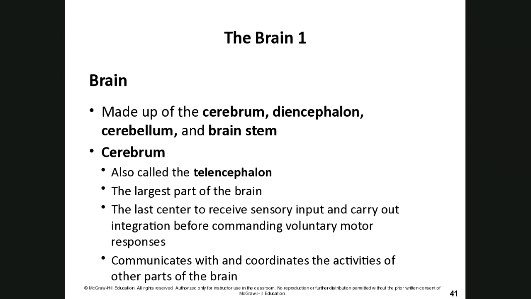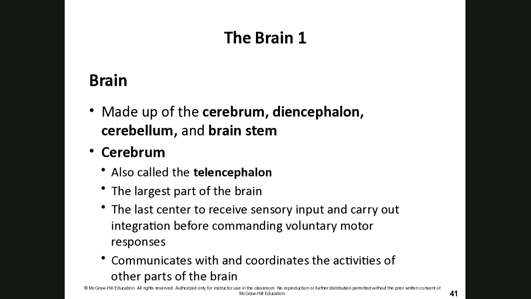So this is the part of your brain that says, oh, I received the signal that this stove is hot, I need to move my hand from this hot stove. All right, I'm going to take the signal out to the nerves that go to the muscles of my hand, or really the muscles of my biceps, to move my hand away. The cerebrum also coordinates and communicates with the activities of the diencephalon, the cerebellum, and the brainstem, these other portions. So this is the most evolved part of your brain.